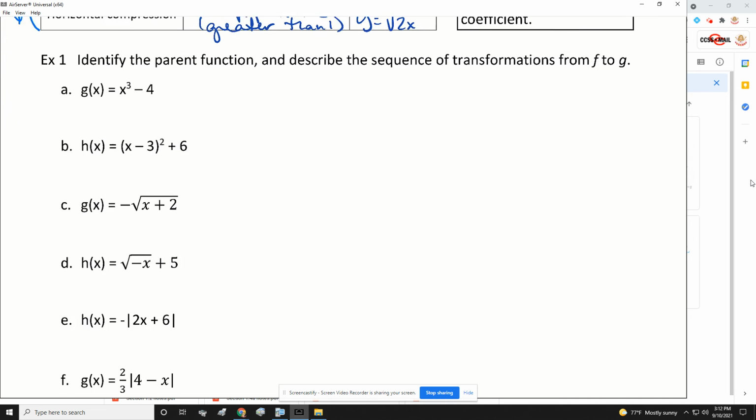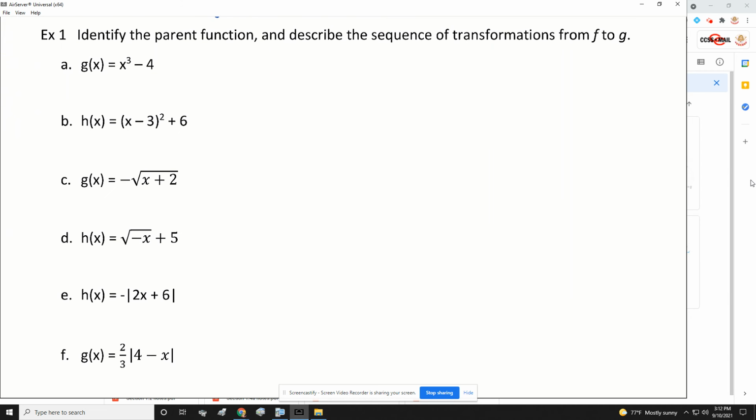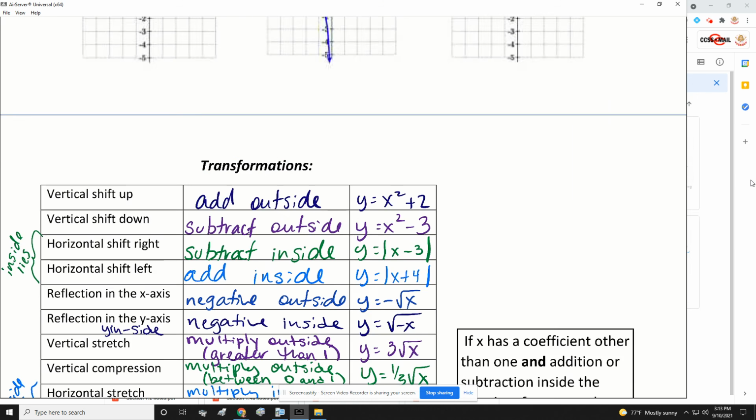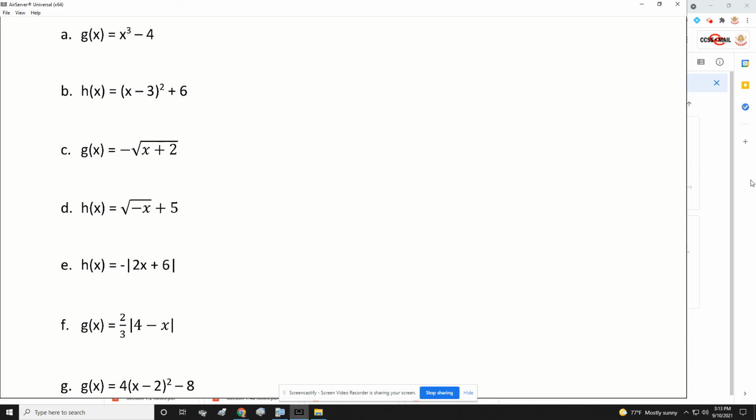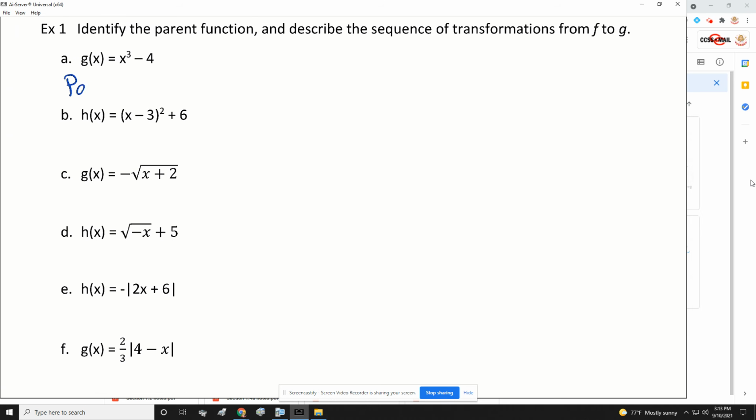Okay. So in this example, there's a lot of them. We are going to identify the parent function and describe the sequence of transformations from f to g. So the parent function, I'm just going to identify by equation. I'm not going to identify by words. You could if you wanted to. It doesn't matter to me, but this one is going to be cubic. So the parent function is f of x equals x cubed. And what we've done to that x cubed is subtracted 4 from it. And when you subtract 4 on the outside, it's just down 4.